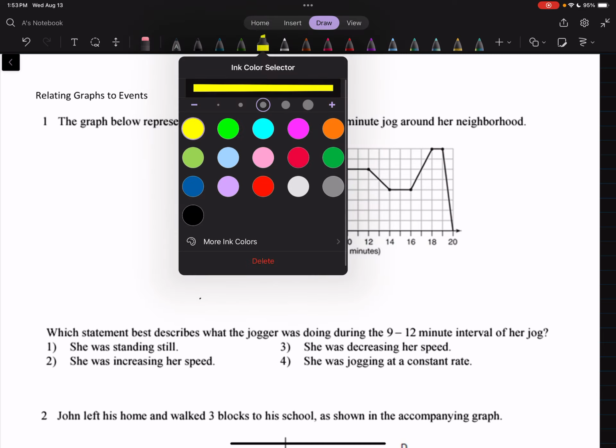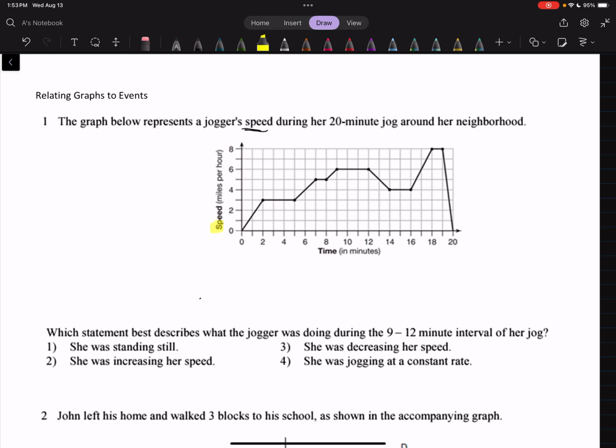Notice my axes. My axis on the left is speed. This is not distance. It is speed, and I have time. This has nothing at all to do with how far this jogger is from anywhere.